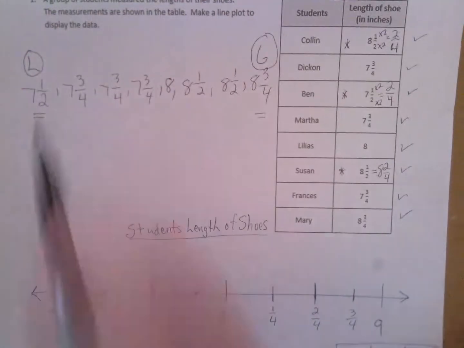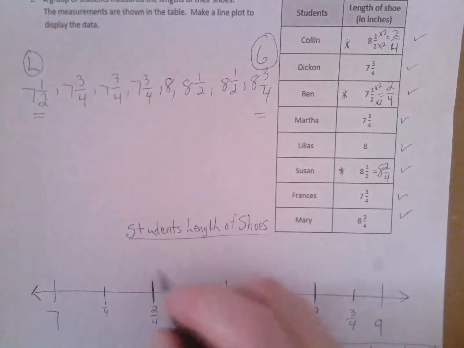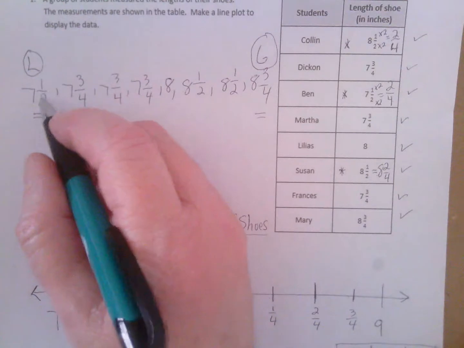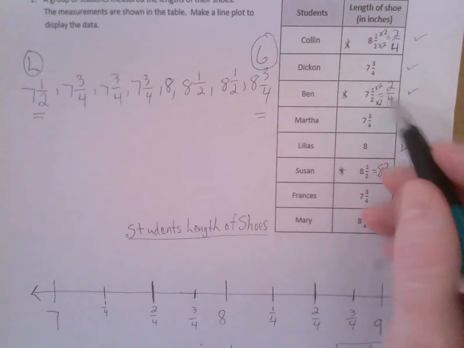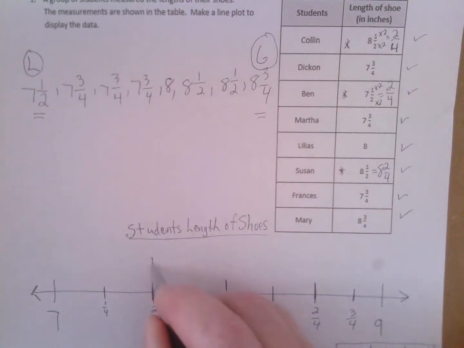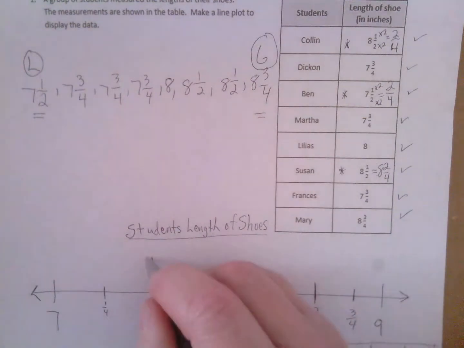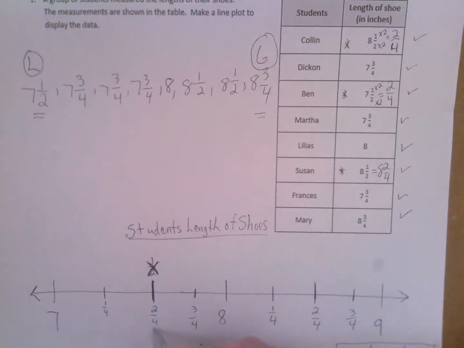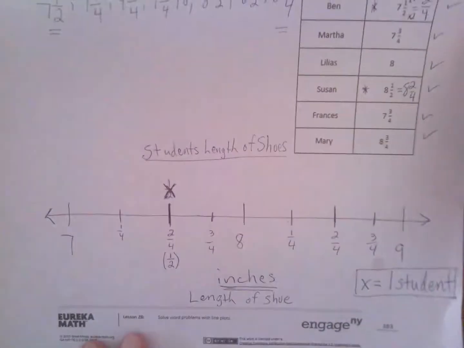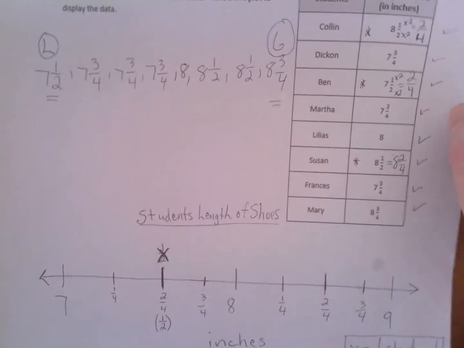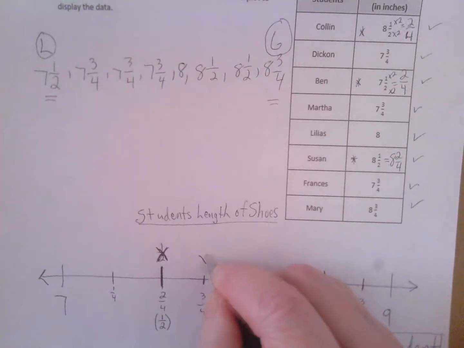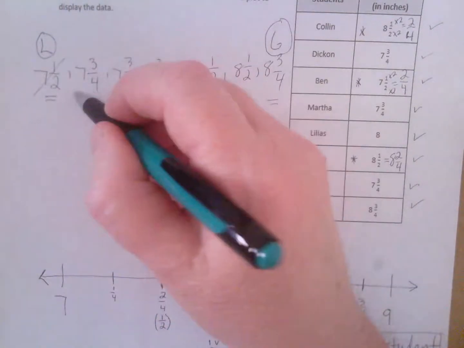Our smallest one was 7.5, so one student had a shoe size of 7.5. Now remember, 7.5 is the same thing as 2/4. So this 1/2 was the same as 2/4. So I'm going to put an X right here. The 2/4 was the same thing as 1/2. Let me show you. All right, the next measurement was 7 3/4. So I'm going to put 1 X here. So we are done with this one and this one.